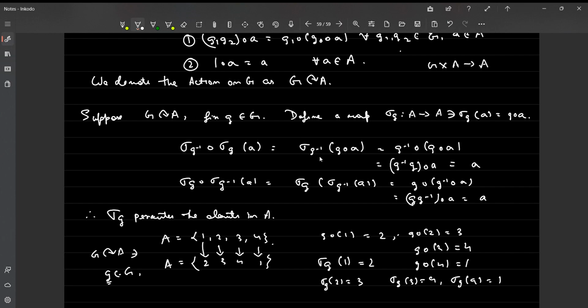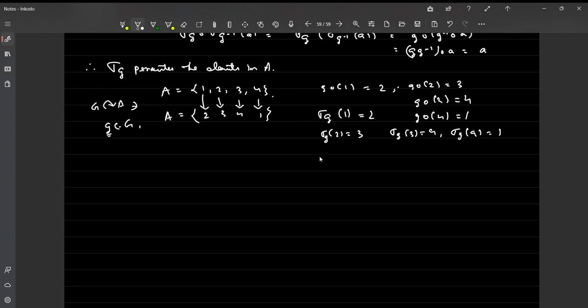But how is this in any way necessary? Because having defined such a sigma g, and having the fact in hand that this sigma g is nothing but a permutation on A, we can define a mapping phi from G to S_A, where S_A is the set of all bijections, the set of all permutations of the elements in A, such that any element g is sent to sigma g.